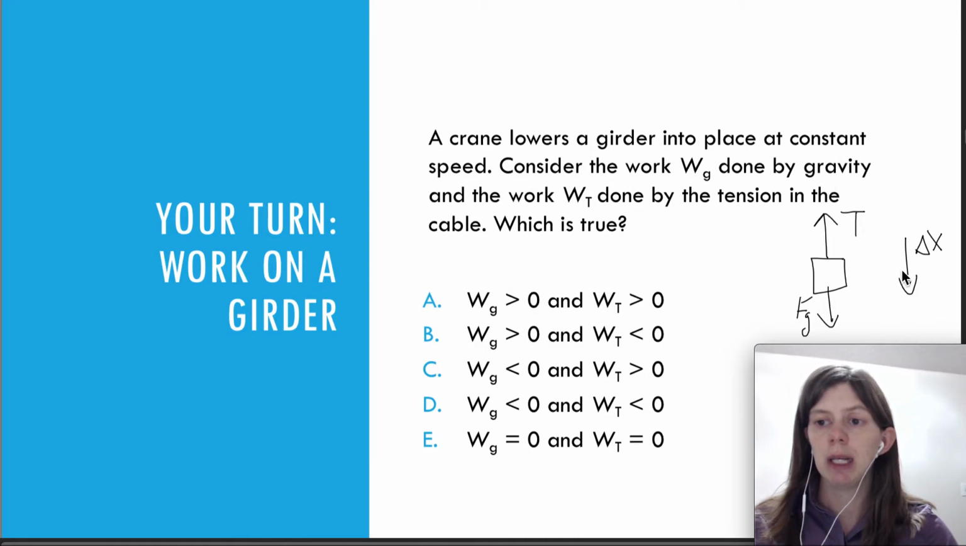Well, the gravity is in the same direction as the displacement, so gravity is doing positive work, so we can get rid of the last three here. And the tension is the opposite direction, so the tension is doing negative work. So our answer is B.